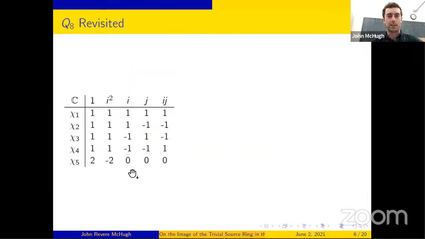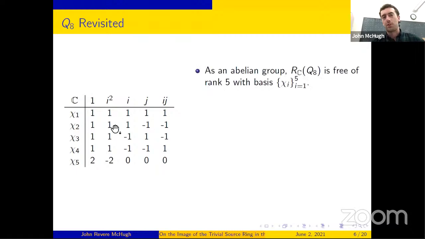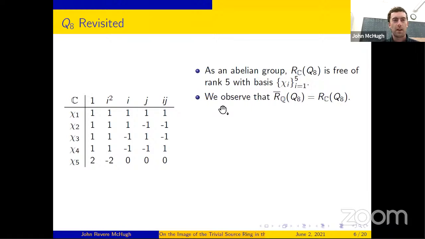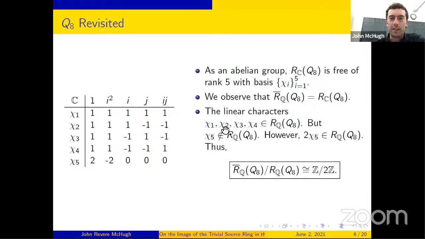So here again is the character table of Q8. There are 5 irreducible characters, which means this group, the group of virtual characters over C, has rank 5. Now, if you just look at the table, these are all integers. So that means every irreducible character has values in Q. And so the subring of Q-valued characters is just the entire ring of virtual characters. Now, the linear characters do come from representations over Q, but it turns out that chi5 doesn't. However, 2 chi5 does, and that's because, as we saw before, it's induced from a Q representation.